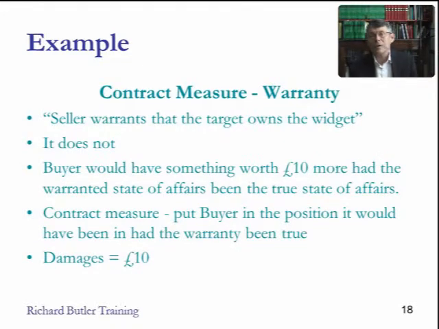So, to illustrate the difference in damages between the contract measure and the tort measure, let's first imagine a seller's warranty in a share purchase agreement to the effect that the target company owns the widget. Suppose that is not correct. Well, if the buyer of the target would have had something worth £10 more in the event that it had owned the widget, then the measure of damages in contract is £10. The innocent party is entitled to be put in the position they would have been in had the warranty been true.